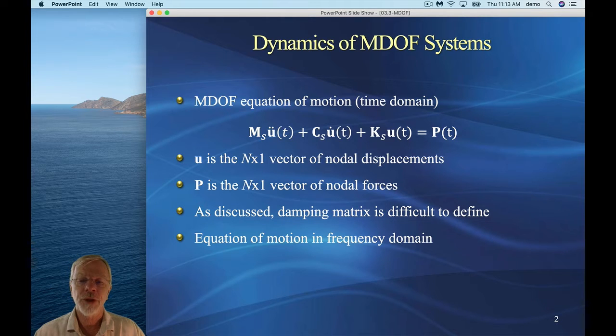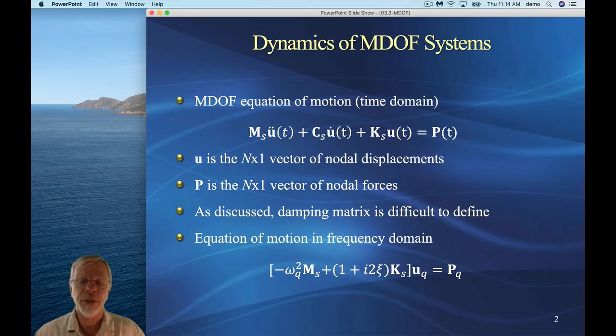Now, if we want to convert this to the frequency domain, we follow the same approach as we did for single degree freedom systems. We assume U of t is equal to a time-independent vector U times e to the i omega t. And P of t we assume is periodic as well. And so when we substitute that into the equation of motion in the time domain, the e to the i omega t cancels, just like we did before for the single degree freedom systems. And we end up then with an algebraic equation.